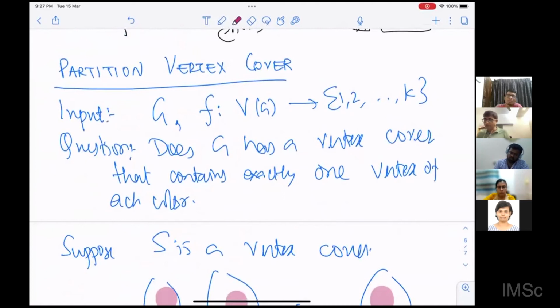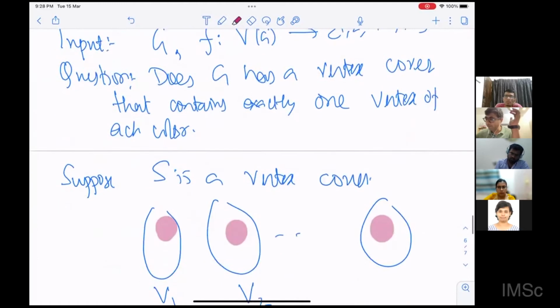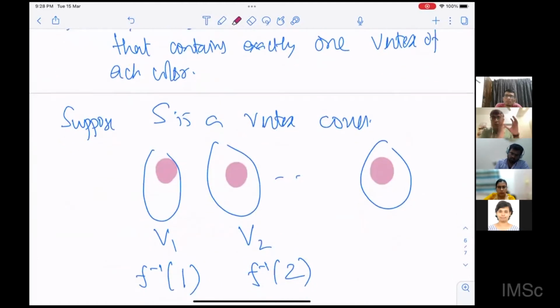So I have been given a graph and some partition of the vertex set into V1, V2, Vk. And I say, hey, give me a vertex cover which picks up exactly one vertex from each part, or each color class, however you want to say. So please let me know if you have understood the question. If you have understood the question, can you put +1 in the chat?